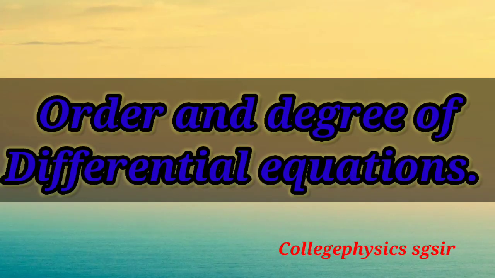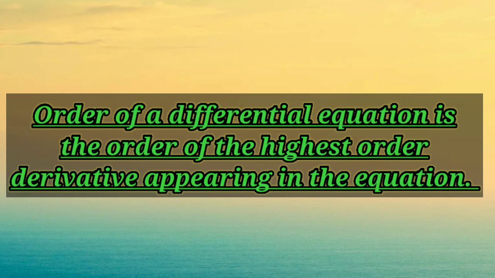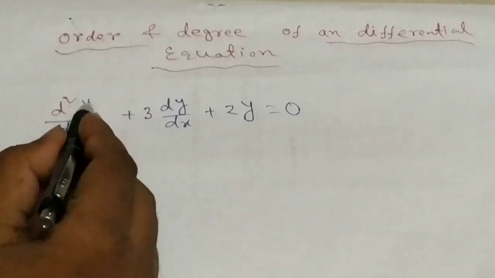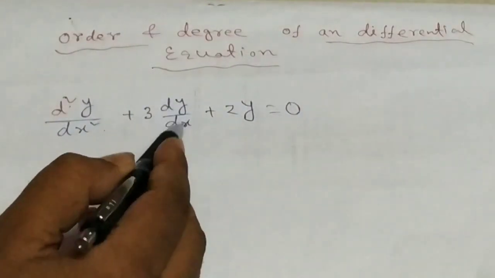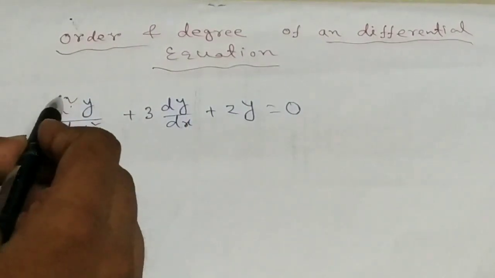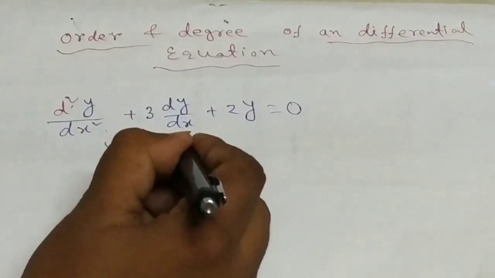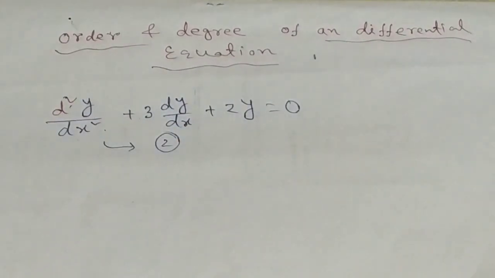Now we discuss the order and degree of a differential equation. The order of a differential equation is the order of the highest order derivative appearing in the equation. For example, d square y/dx square plus 3 dy/dx plus 2y equals 0. Here the highest order is 2, so it is a second order differential equation.